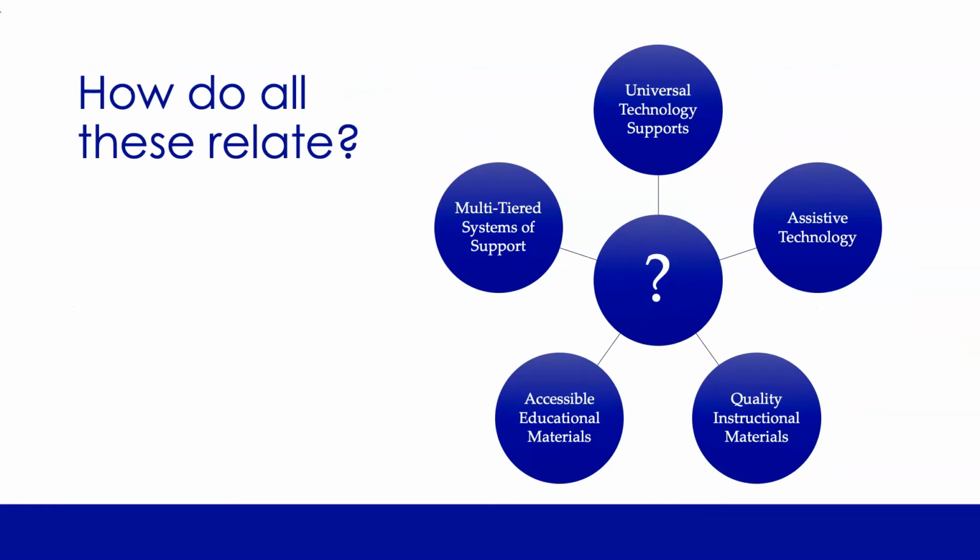So how do all these concepts relate together? We've talked about some relationships between universal technology supports and assistive technology. We've talked about some relationships between quality instructional materials and accessible education materials. And we've talked about multi-tiered systems of support. The question is, how do they all go together? Because they do.